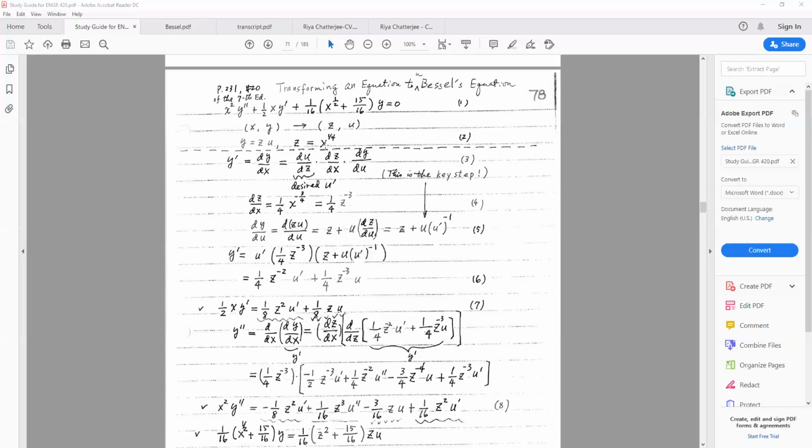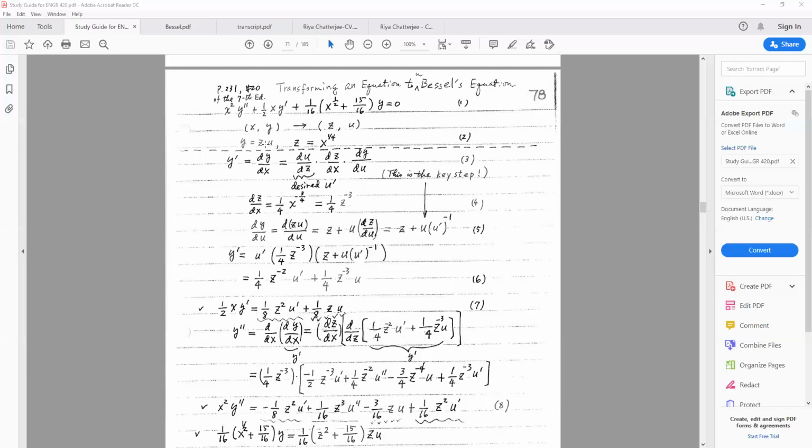We have to use the transformation rule like this: transform the independent variable x to z by z equal to 4th root of x, y equal to z times u.